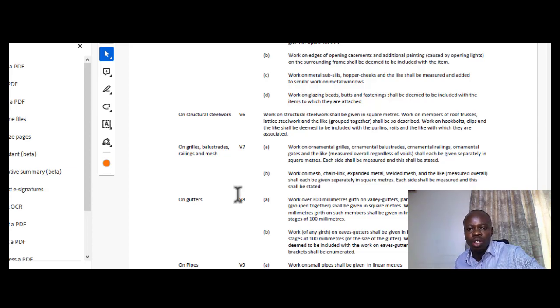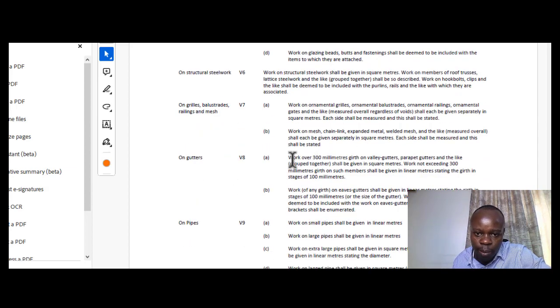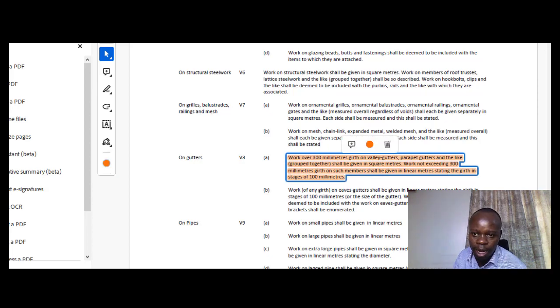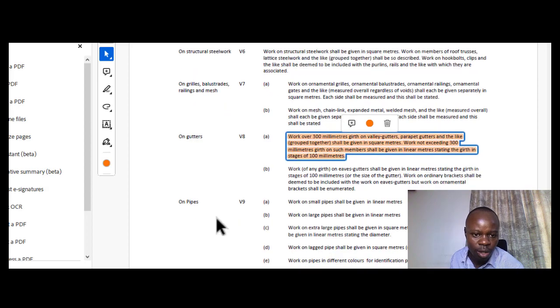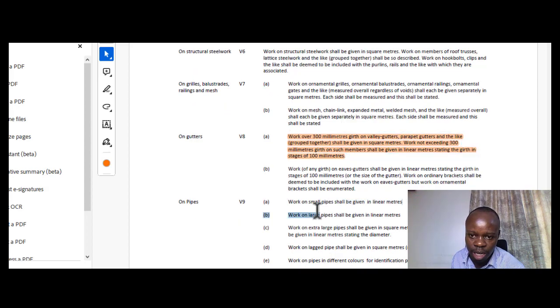Also, these you can see in linear meters, which we've also covered, unless it's beyond 300. So that is the main reference. You have to talk about that. Of course, on pipes you can see it's in linear meters.